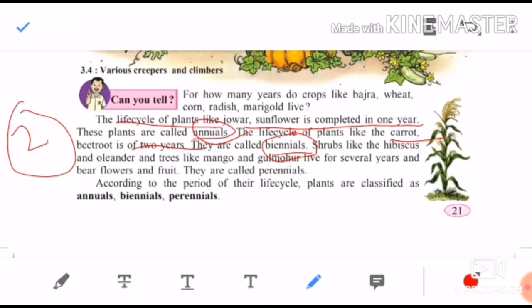Now some plants, hibiscus, oleander, mango and gulmohar trees, live for many years. Several years means many years. And they have flowers and fruits also for many years.